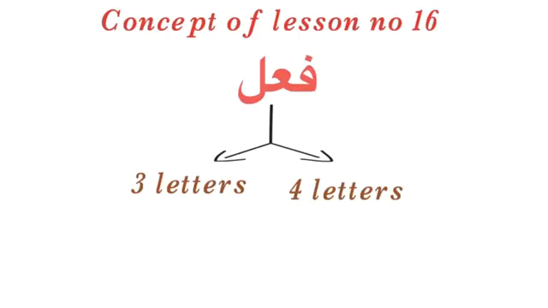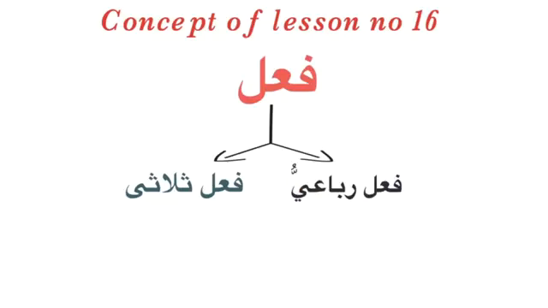But there are certain fa'als which have 4 original letters built in. So what are these called? 3-letter fa'als we call fa'al ثلاثي. From ثلاثة comes ثلاثي, a 3-letter fa'al, and 4-letter fa'als we call fa'al rubai.